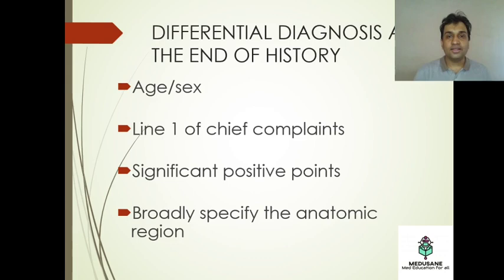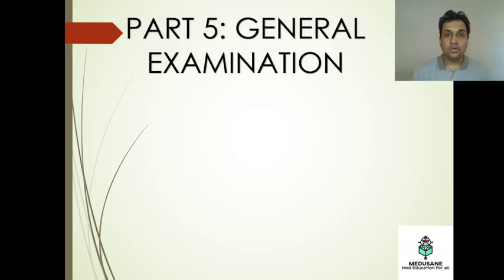This is all that you can say at the differential diagnosis at the end of history, because as we have spoken earlier, history is collation and rearrangement of data which is given to you by the patient, and it is not your own diagnosis. And because of that, your own diagnosis can be arrived at only after you have finished your examination, and therefore differential diagnosis at the end of history will be a broadly specified anatomic region in colloquial terminology. Moving on, now in every examination you will have a general examination and a systemic examination.